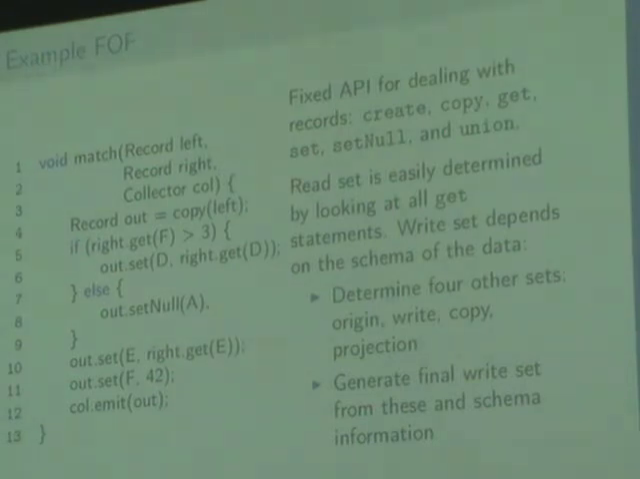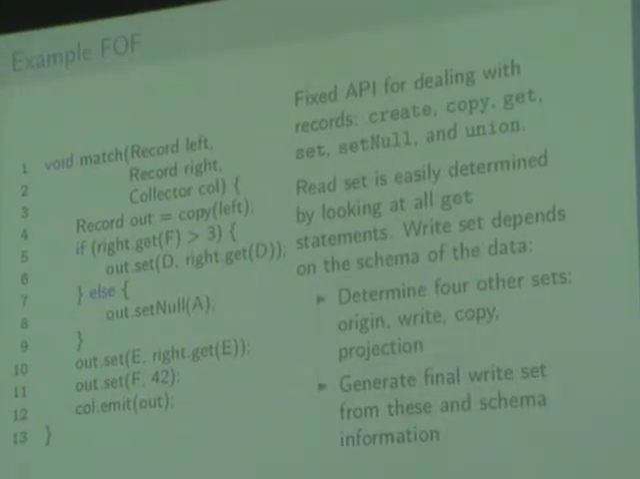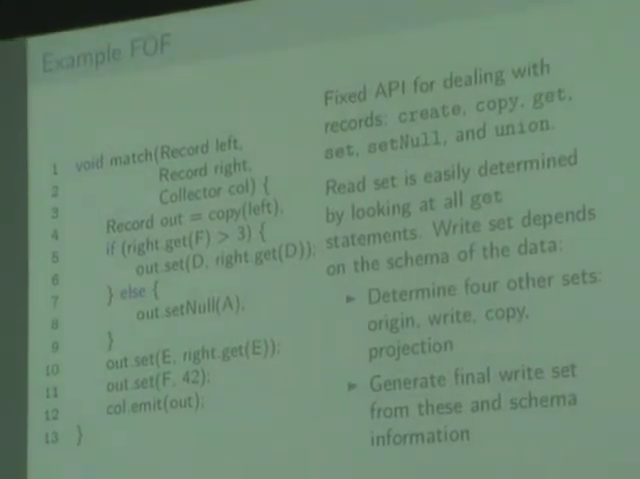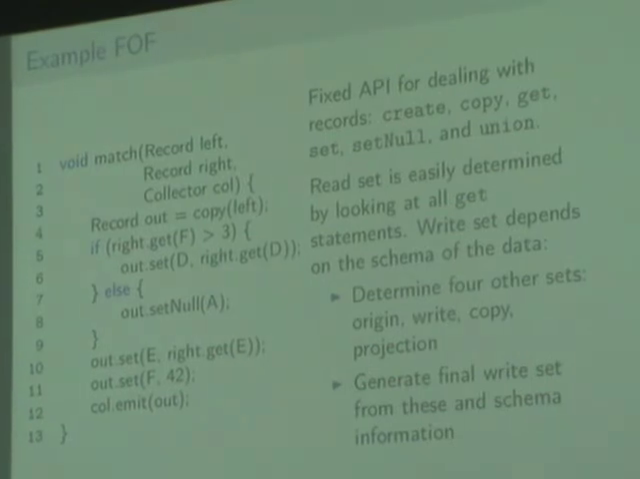record. The first thing which is easy to notice is that the read set can easily be determined by just looking at all cases where get of an attribute is called and just add all these to the read set. But the write set is more difficult to derive because the write set, as we'll see in a minute, depends on the position of the operator in the data flow, because it depends on what attributes the tuples that come into the operator have.